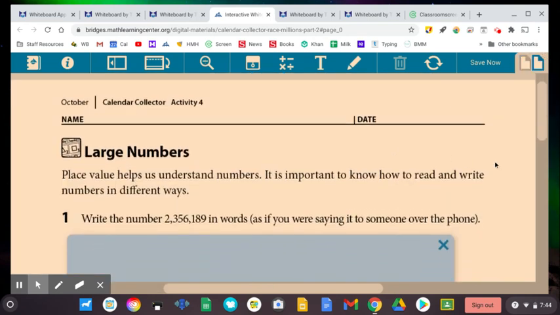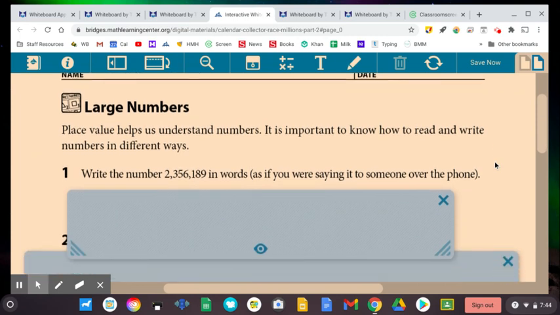Okay, again, we're still talking about large numbers. So place value helps us understand numbers. It is important to know how to read and write numbers in different ways. Now, I want you to think about how I had you pronouncing fractions and pronouncing decimals. It's important to understand what I mean when you say the number versus saying the word. So when I say pronounce it, think about it like, as question number 1 says, as if you were saying it to someone over the phone.